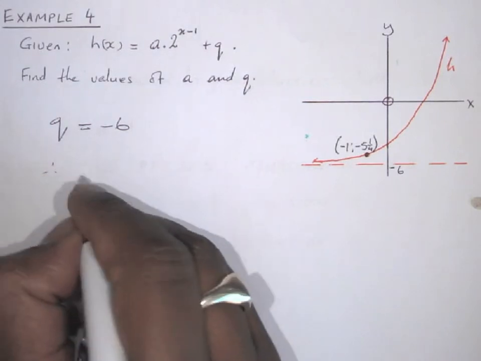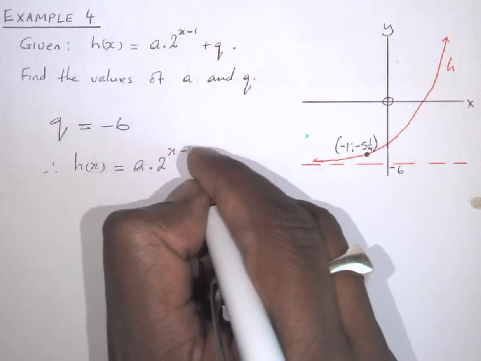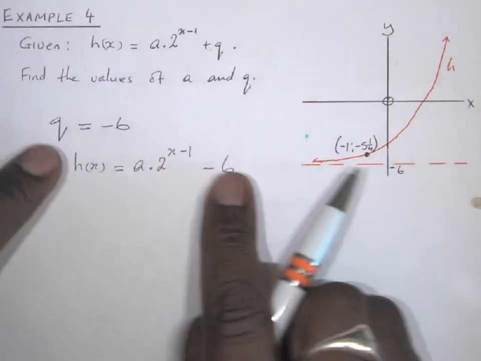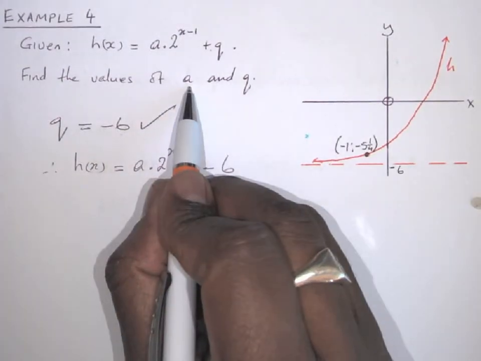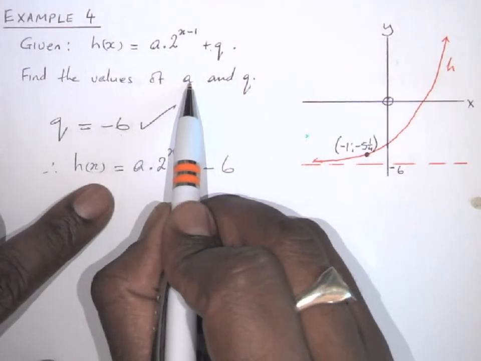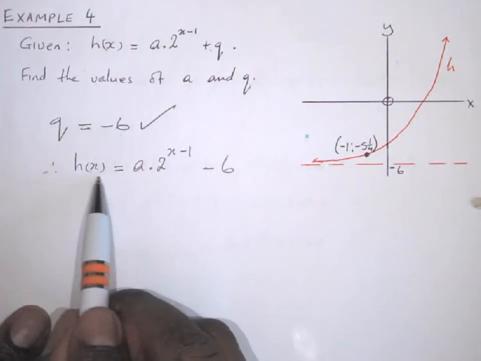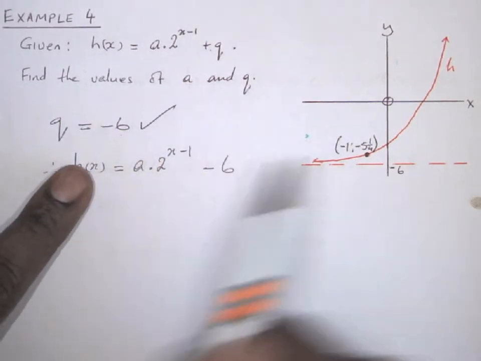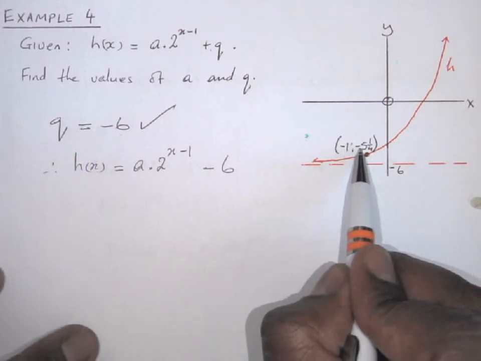Let's find out. So I've got h of x, which is equal to a times 2 exponent x minus 1, and we said q is minus 6. Put a minus 6 there. So we know that q is minus 6. They want a as well. As in previous graphs, we said a must always be the last thing to find. Even here, a is the last thing that we are trying to find. So how do I find a? We must know the value of y and the value of x so that we'll know what a is. So choose a point which is on the graph, this one here. x is minus 1 and y is minus 5 and a quarter.